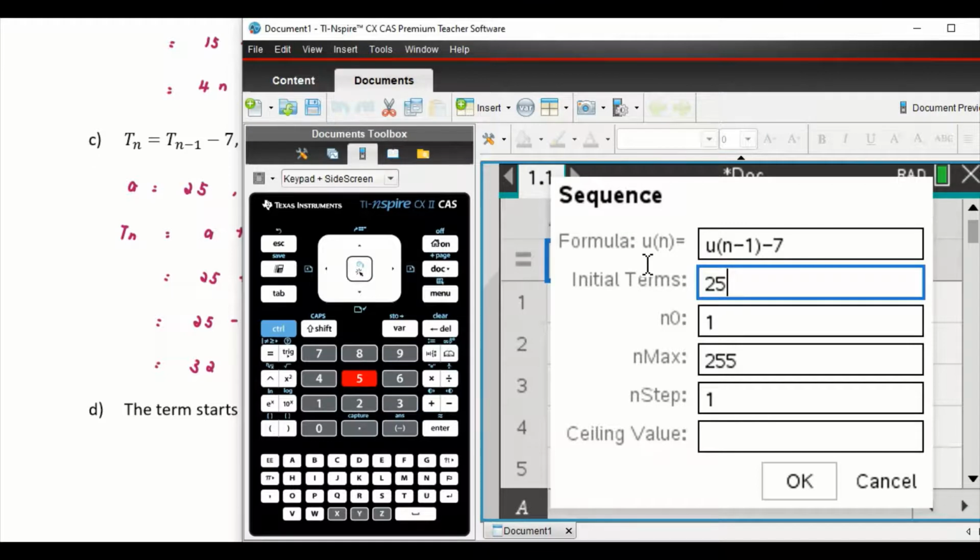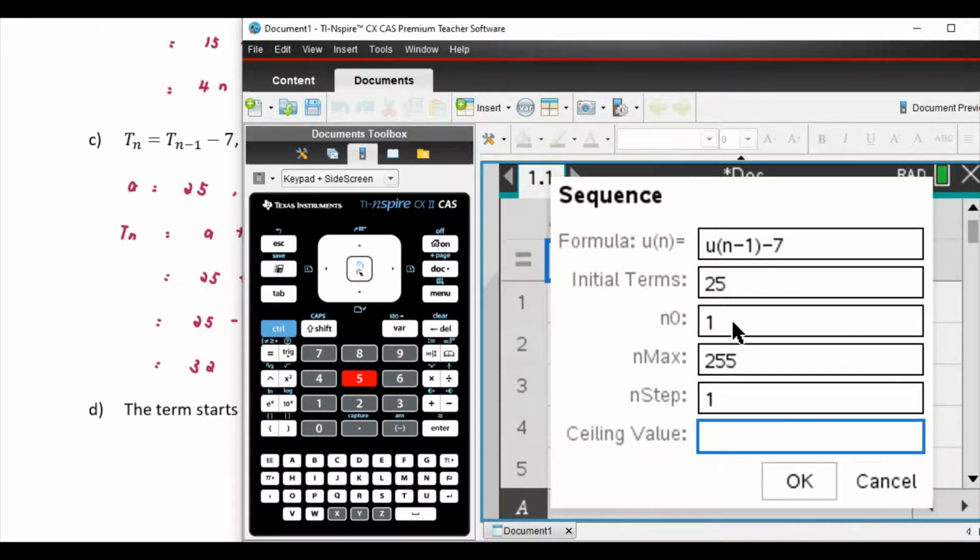Okay, so n0 is what's the first n that you want to put in. Normally we start with the first term, so we don't really change it. You just leave it as 1. Then the n maximum is how many terms you want to generate. If you want to generate until 1000, then you just put it. Or you just want to try out whether a million works or not, but your calculator might lag. So normally you just don't change.